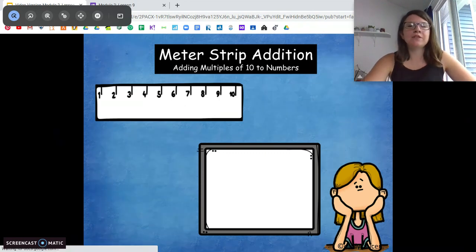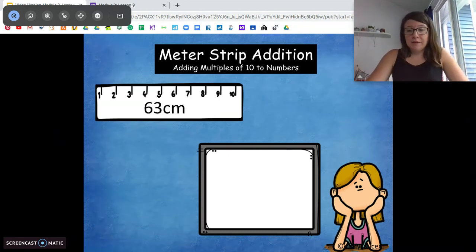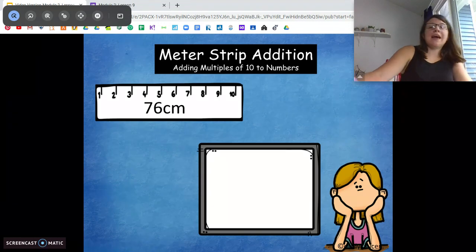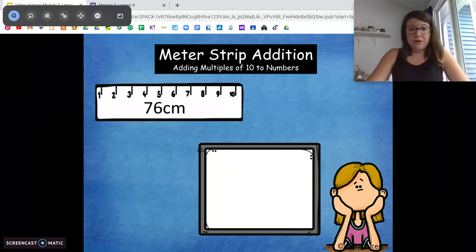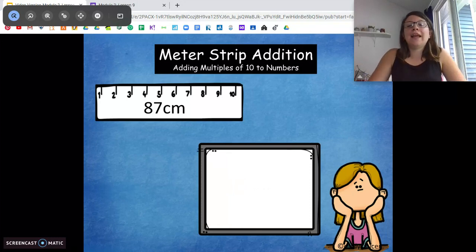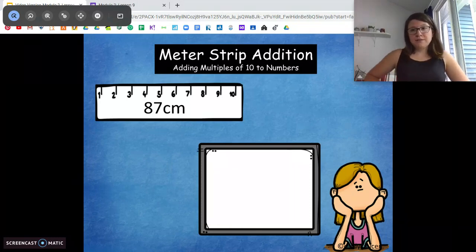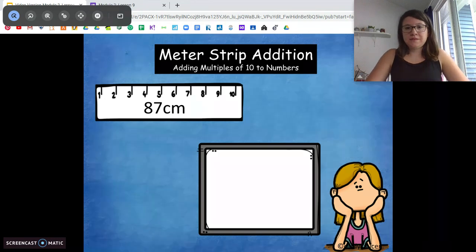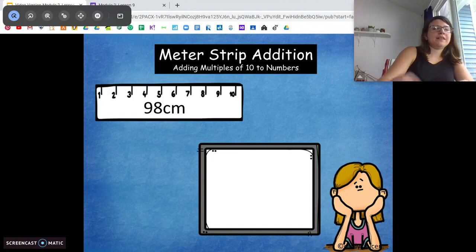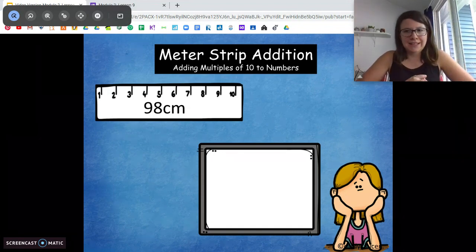Good job. All right, try this one. 10 more than 63 centimeters, what would that be? Good, 73 centimeters, awesome. 10 more than 76 centimeters. Remember, just changing the tens place. Good, 86 centimeters, awesome. 10 more than 87 centimeters. 97 centimeters. Good. All right, don't get tricked on this one. 10 more than 98 centimeters.